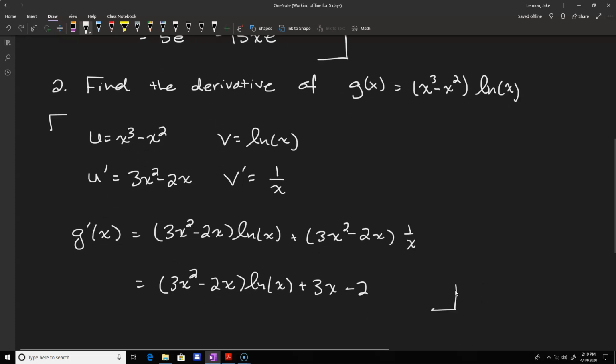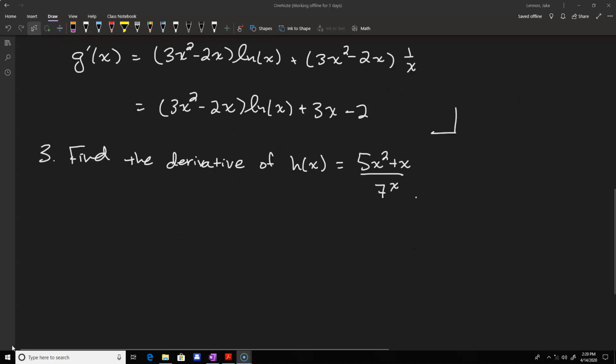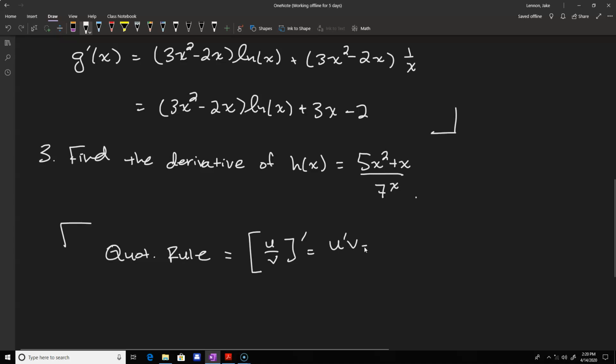So the third one involves the quotient rule. So let me get that put up and then we will continue. For number 3, we want to find the derivative of 5x squared plus x over 7 raised to the x. So a couple of things here. Let's remember the quotient rule. The quotient rule says if you want to find the derivative of u over v, this one is u prime v minus uv prime, with everybody being divided by v squared. So we want to apply that here.